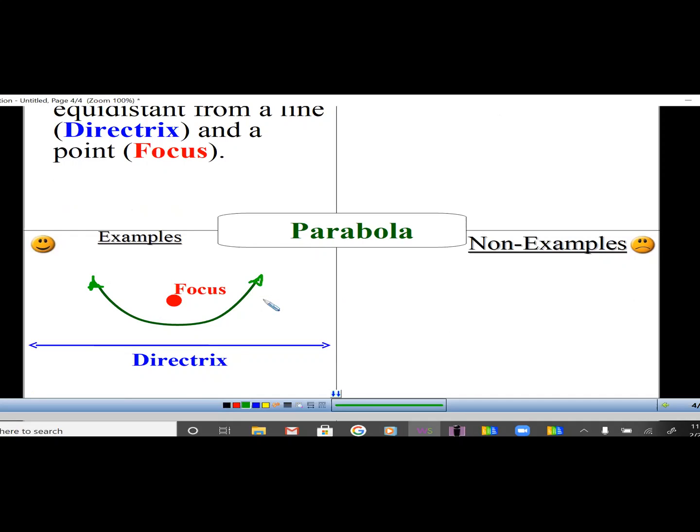So according to the definition, we have a bunch of points here that make the parabola, and all these points are equally distant from the focus and the directrix. Okay, so let me show you a non-example. I'm going to place a point here, and I'm going to sketch a bunch of points equidistant around that point.